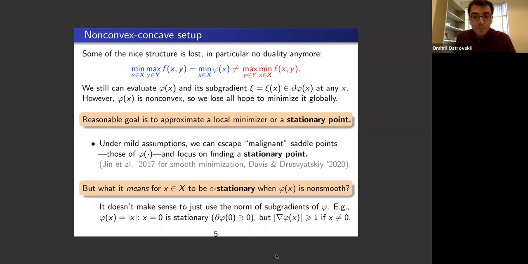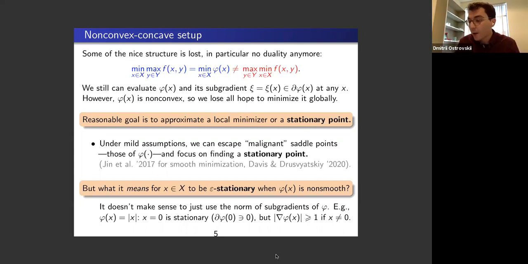So, in other words, okay, we can stop on the problem of finding in this setup. We can think about a reasonable problem of finding a first order stationary point of a non-convex, weakly convex, and non-smooth function phi of x. Phi of x is non-smooth because y is generally not a singleton, of course.